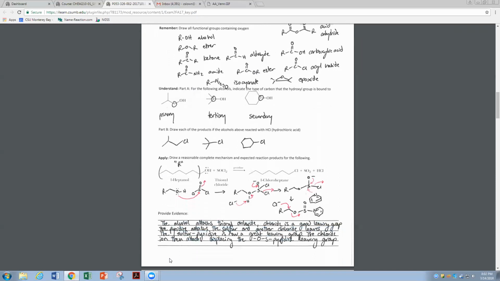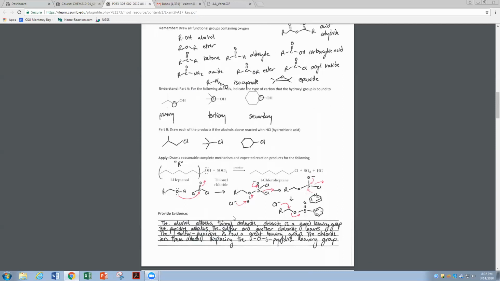Chloride is a good leaving group. Pyridine attacks the sulfur. And so this generates, right, a great leaving group. So then another chloride leaves. The sulfur pyridine is now a phenomenal leaving group. And so my chloride ion can then attack, displacing the pyridine leaving group. So that's the mechanism that I draw here.